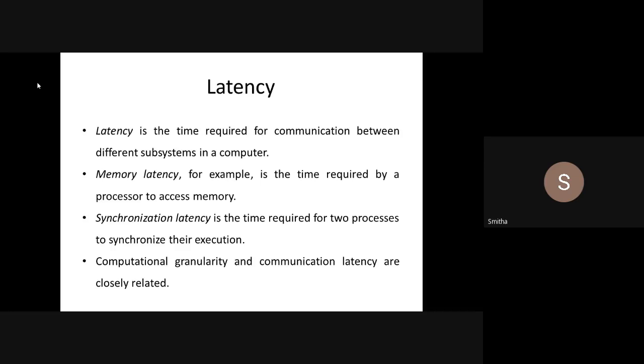Next one is synchronization latency. It is the time required for two processors to synchronize their execution. Why do they want to synchronize? I'll give you one simple example, students. Now I want to add n natural numbers, say 1 to n. If my n is 10, then I want to add the natural numbers 1 to 10.